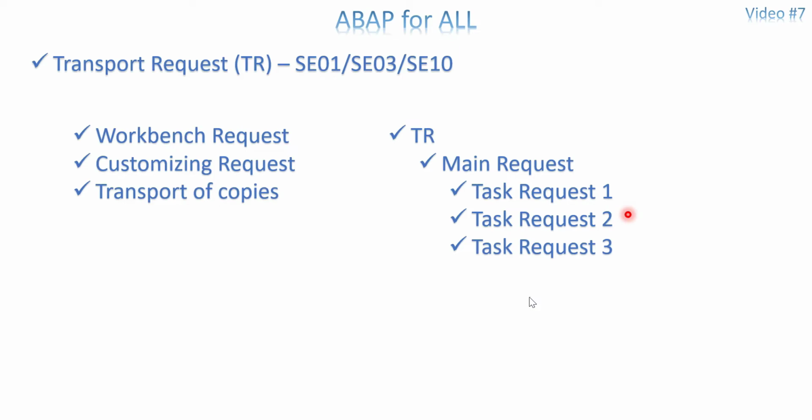Okay. Finally, if everything is okay, the technical lead tests, all the unit tests and everything are performed, everything looks good, and they decide, okay, let's move this to quality. Then they will release the main request. Okay, so this is the procedure. Every user ID has its own task request. I'll show you in the system also. Okay, so the next one is the workbench request.